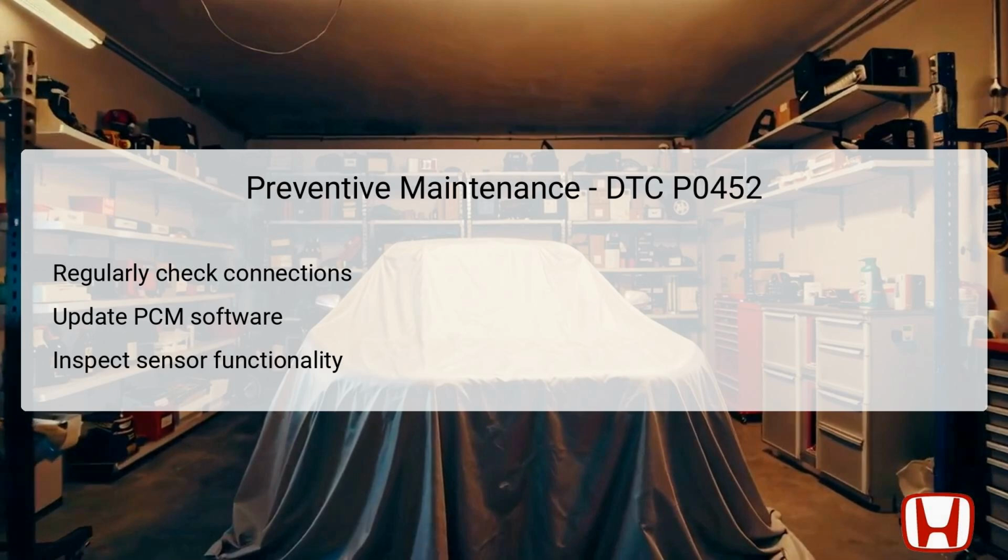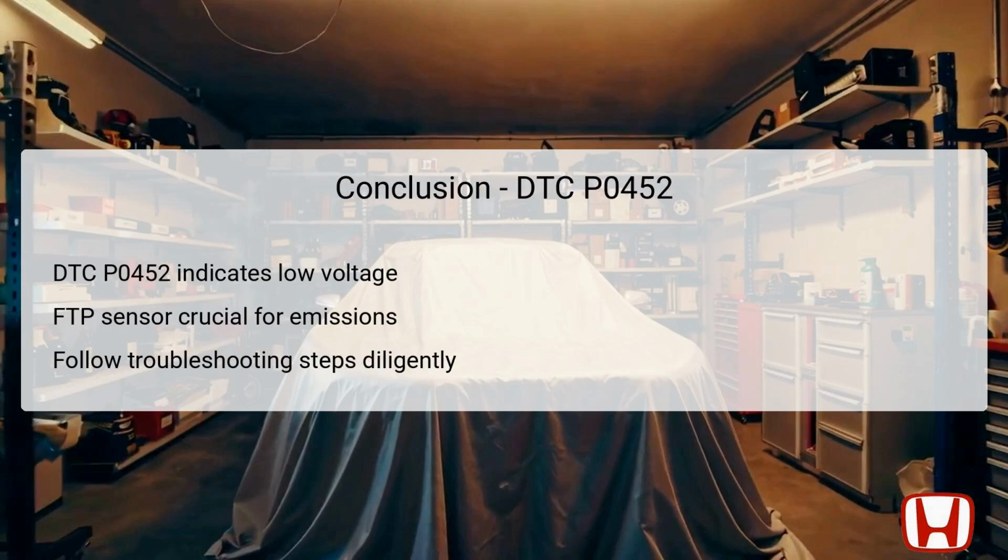Updating the PCM software periodically ensures that any bugs or issues identified in older versions are corrected, minimizing systemic faults. Additionally, conduct functional inspections of the FTP sensor and surrounding wiring to detect any wear and tear. Establishing a routine for such checks enables early identification of potential faults, significantly reducing the chances of experiencing low voltage issues in the future.